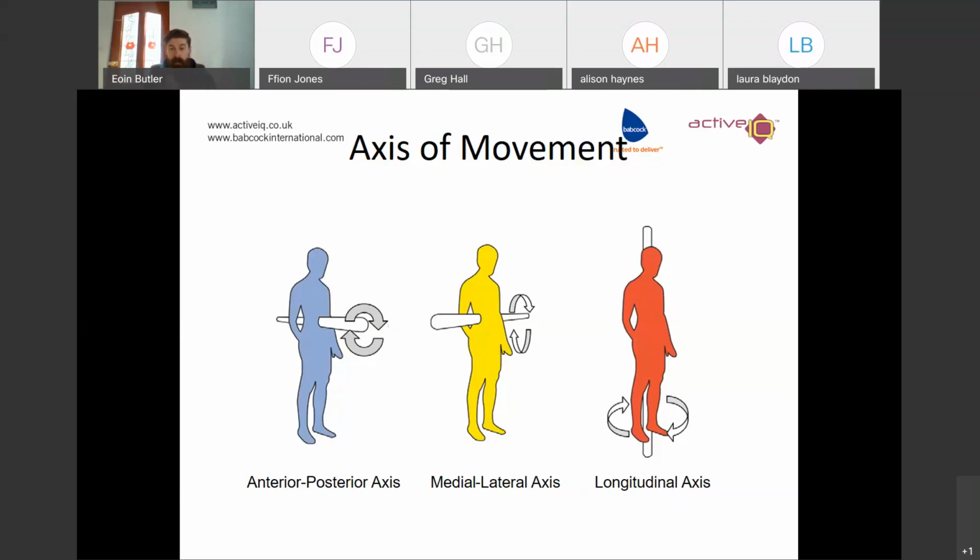Okay, Odette, just a quick one. I've just seen your message, type 2A muscle fibers. I'm going to come on to those in a little while.